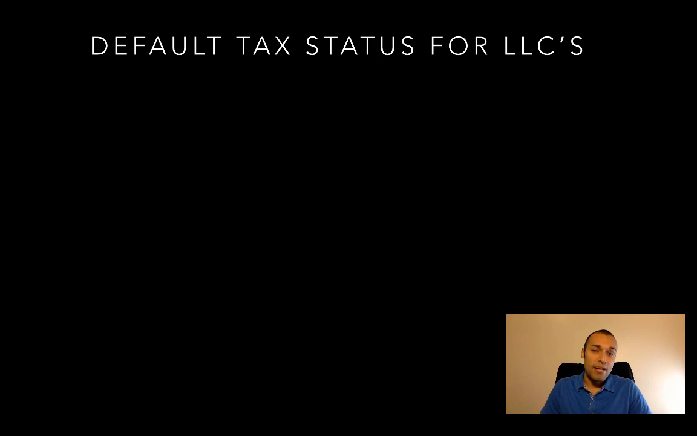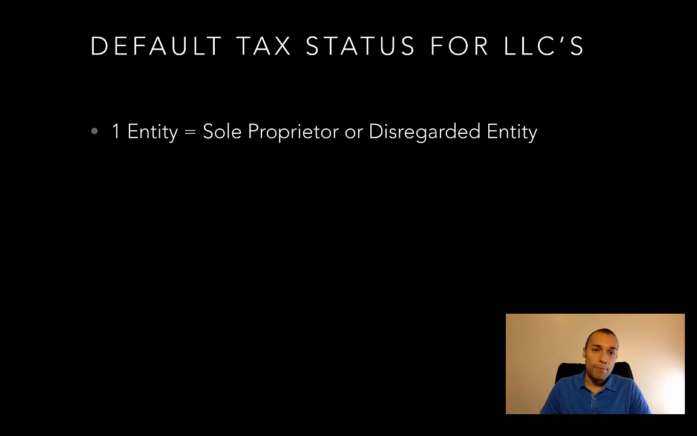Default tax status for LLCs. Well, if one person or one entity owns an LLC or starts an LLC in your state, if it's an individual, it's a sole proprietorship. If it's another corporation that formed the LLC and wholly owns that LLC, it's a disregarded entity. If two or more people own an LLC, it's considered a partnership. If two or more corporations or other entities own an LLC, it's a partnership.